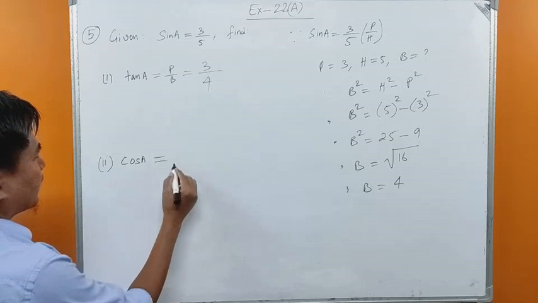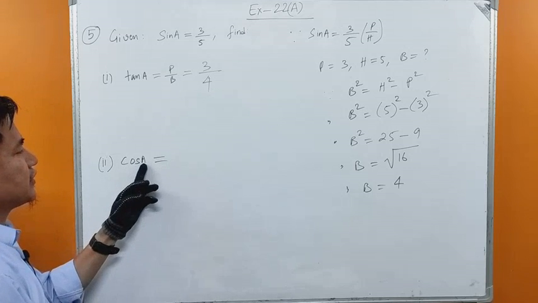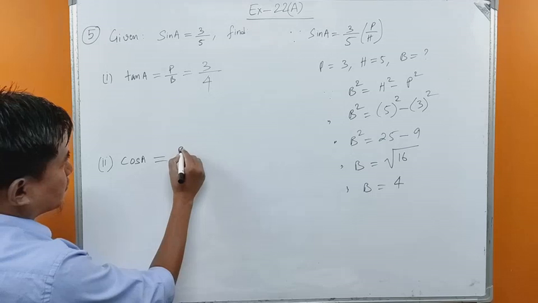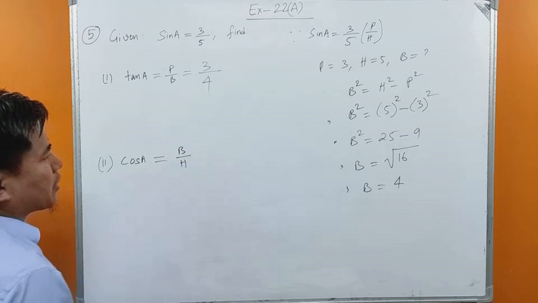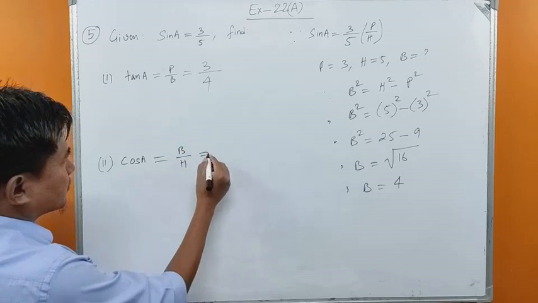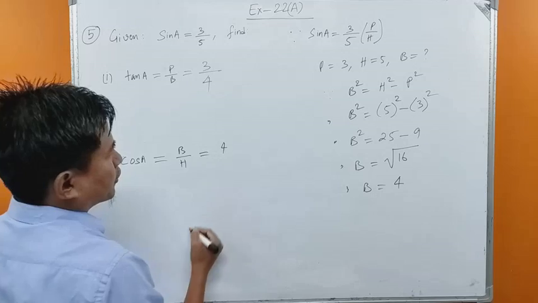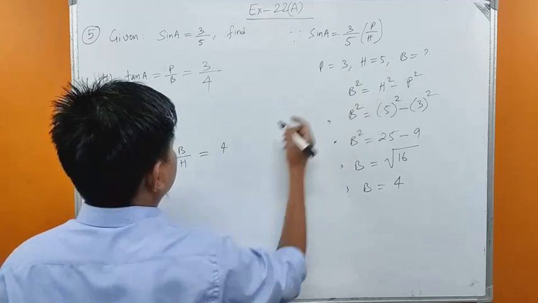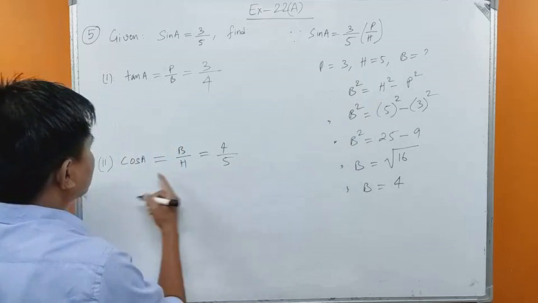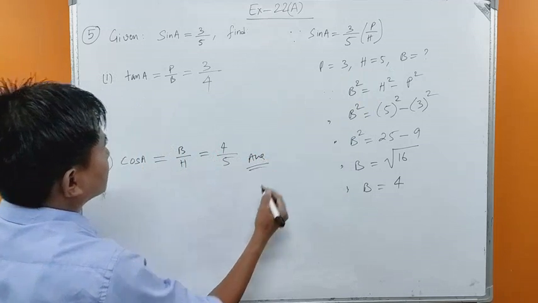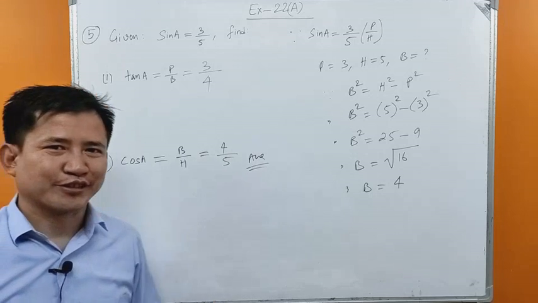Okay, now let us find the value of cos a. Angle is same, a, isn't it? So cos theta or cos a equals to base upon hypotenuse. And what is base? Base is 4, and what is hypotenuse? Hypotenuse is 5. Okay, so the value of cos a is 4 upon 5. So this is the answer. I hope you got this. Now let us do the next question.